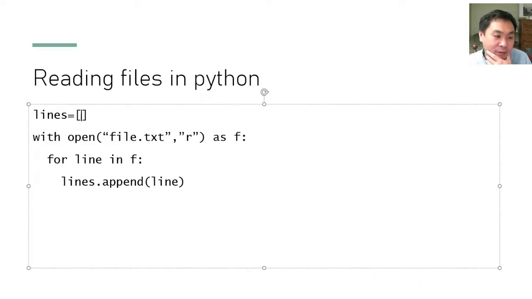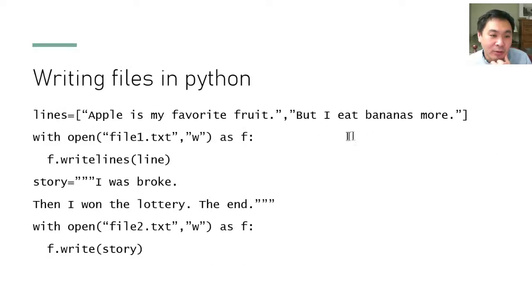How about writing files? To write files, you have two ways. Suppose you're trying to put "apple is my favorite fruit" and "but I eat bananas more" as two lines. What you can do is with open file1.txt, and now we put W because we're trying to write a file, as F. If you do F.writelines(lines), everything in this list will be each line of the text file, and it's going to create a text file.